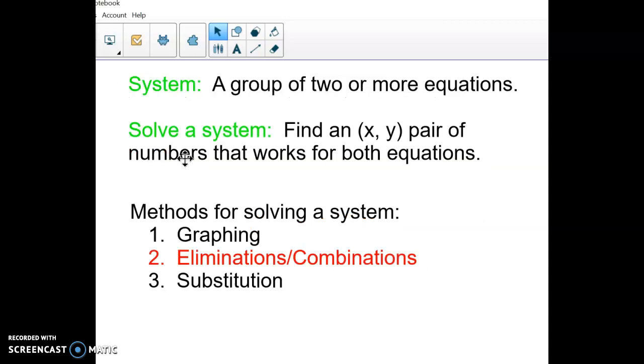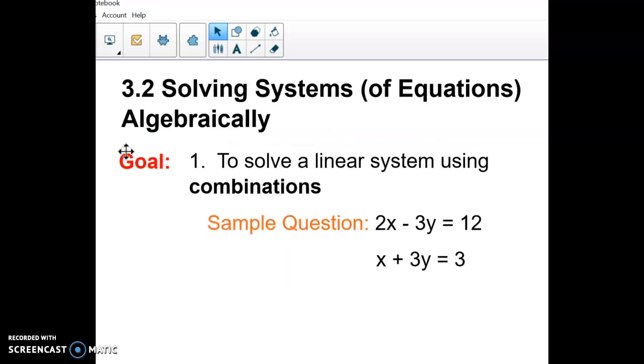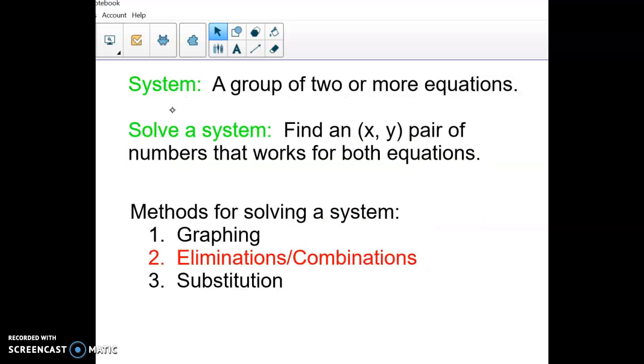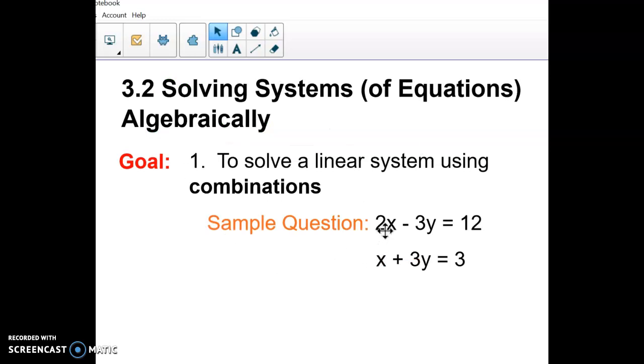All right, remember what a system is. It's just a group of two or more equations, right? So here's an example where there's just two equations with the x and y variables. Normally you have two equations and two variables, but technically you could have more than two. When we solve it, we're going to find an xy pair that works for both of the equations. So back in this example, we want an xy pair where 2x minus 3y is 12 and x plus 3y is 3. We're looking for an xy pair that fits both of those equations.